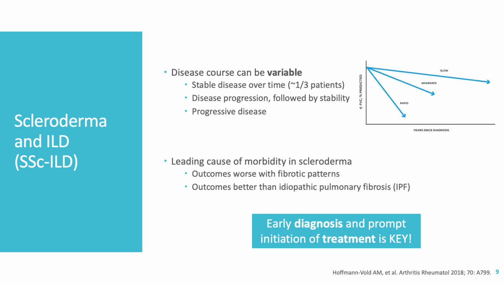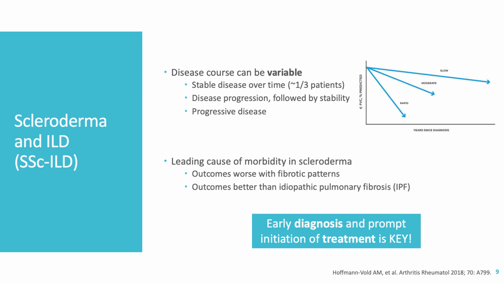Disease course can look very different in different people. About a third of patients will have stable disease over time, where your lung function remains constant. A third of patients will have disease progression followed by a period of stability, and others will have more progressive disease, where you can see from that line your lung function declines more rapidly over time. It's really difficult for us to predict which patient will fall under which arrow, and to do that, we monitor your symptoms and your lung function and your imaging over time to figure out which of those trajectories you're most likely to fall in.